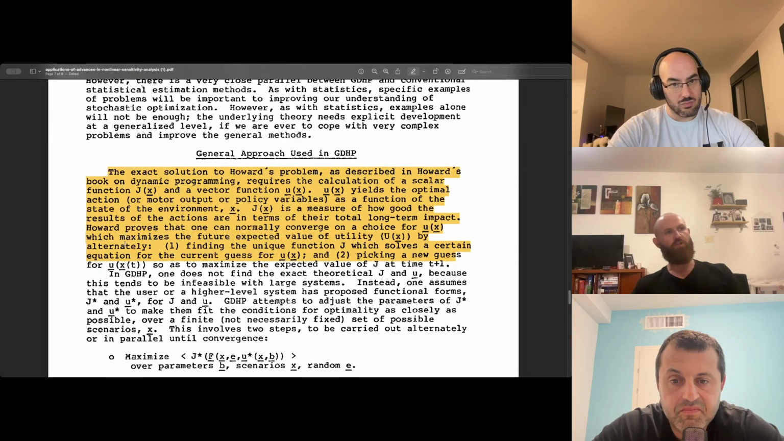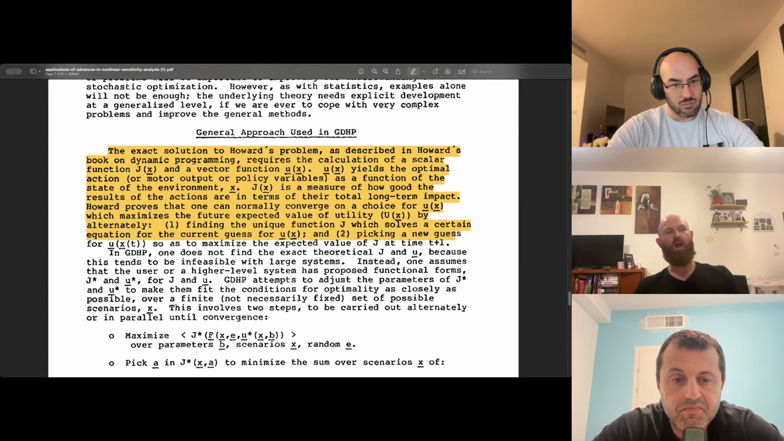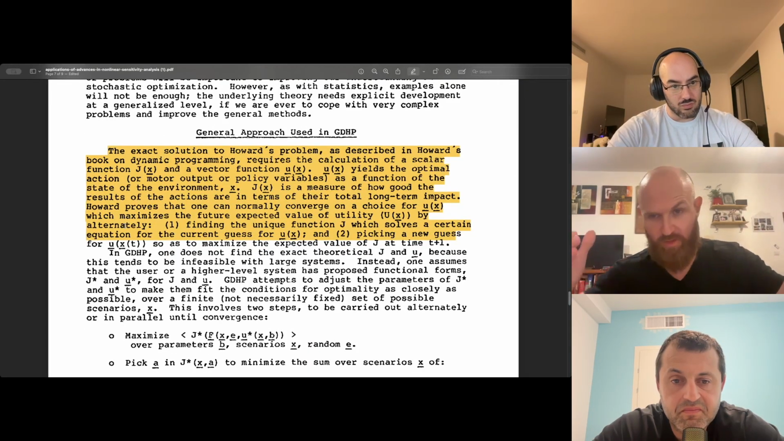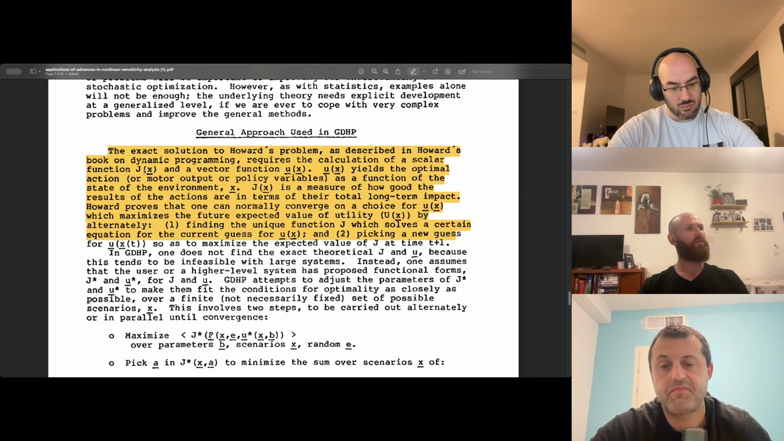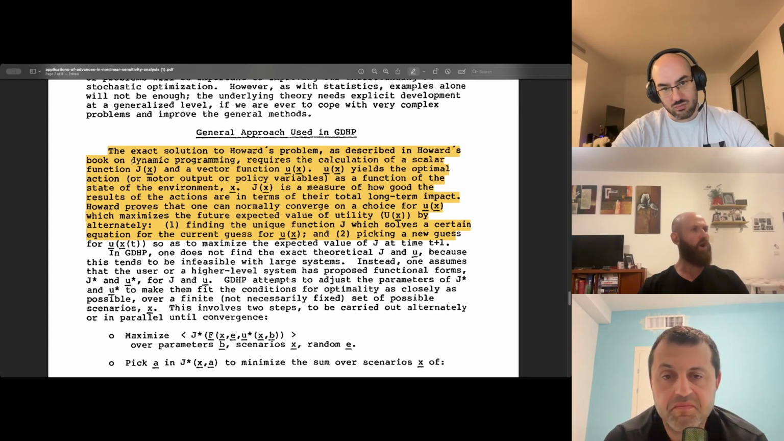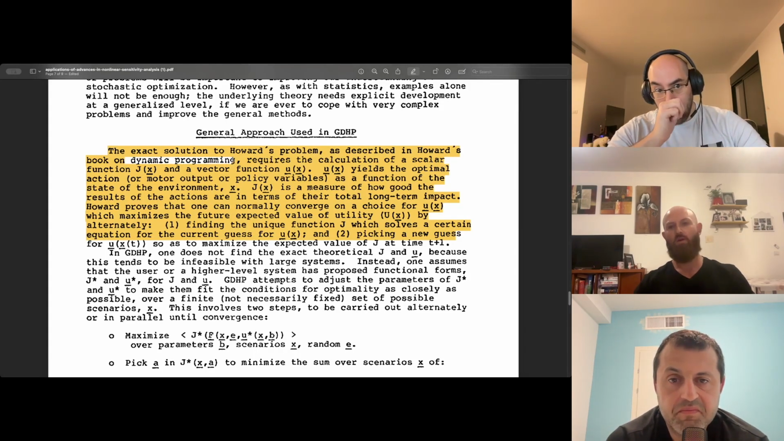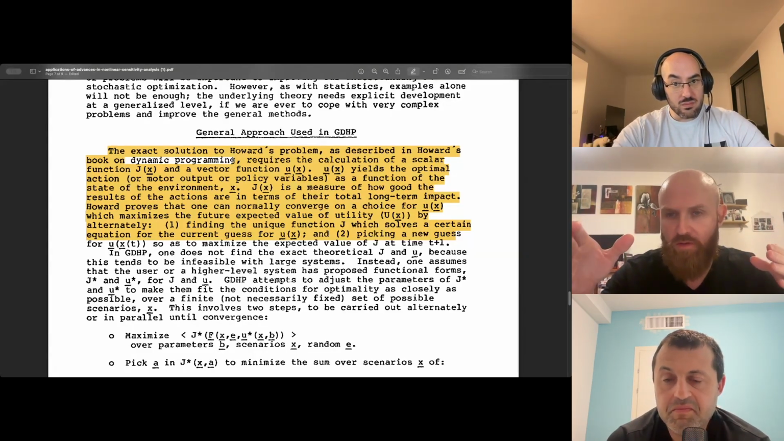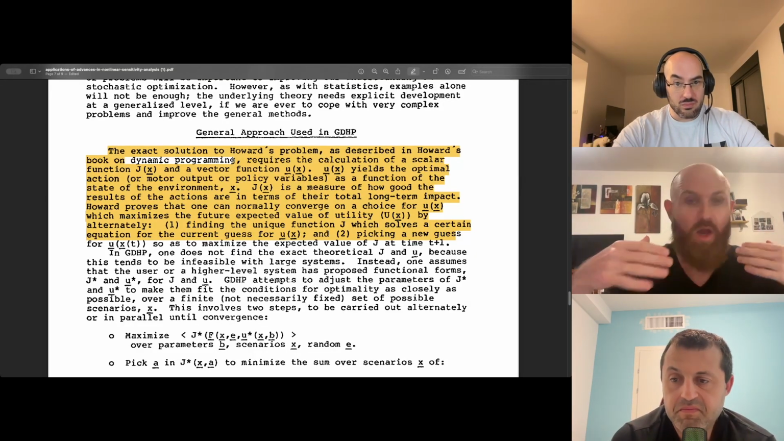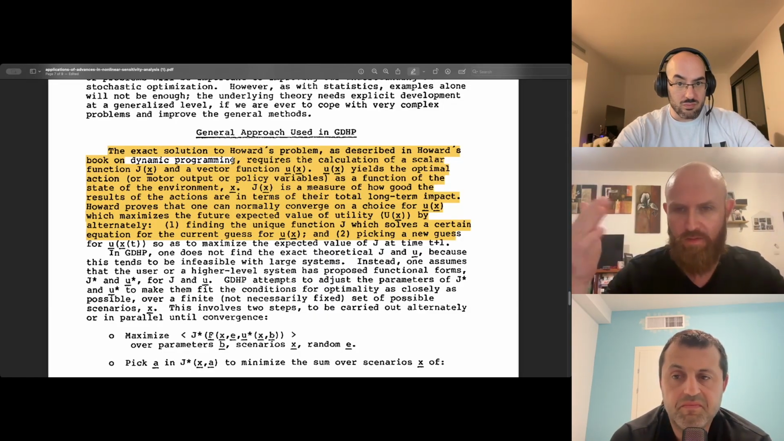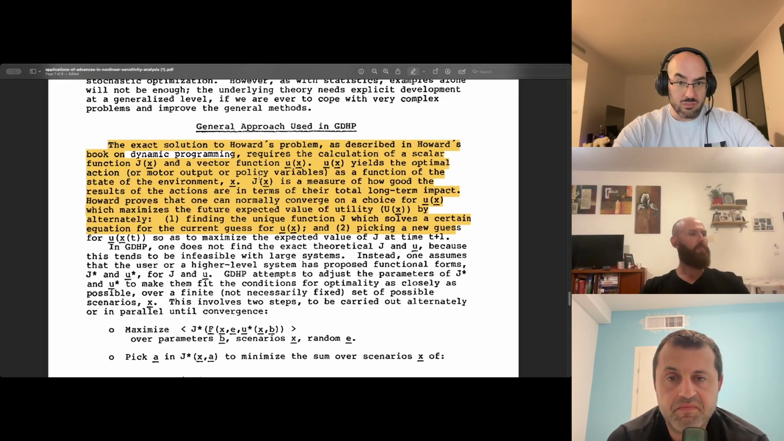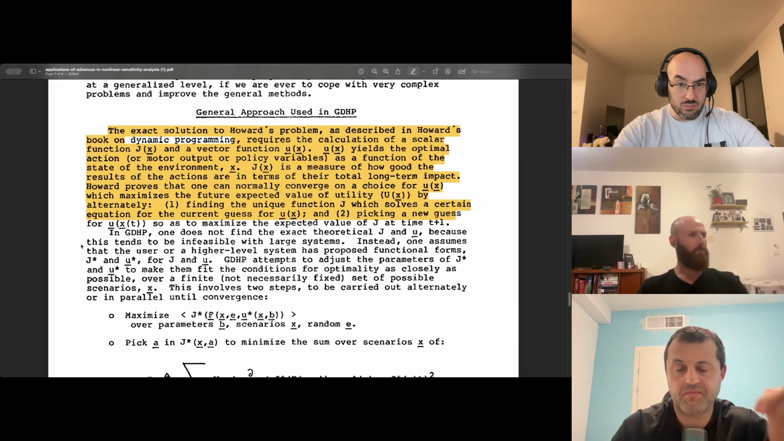And the general approach. So how he's going to solve this dynamic programming problem. He calls it Howard's equation, or Howard's book on dynamic programming. I think we reviewed Bellman, and a few years later after Bellman, Howard published a book on dynamic programming, which he referenced here. But again, it's the same concept that we covered. You have the policy, you have a function, you're trying to find the optimal action, etc.